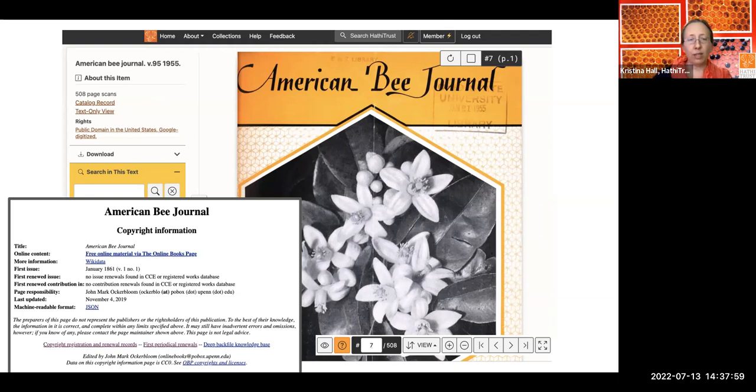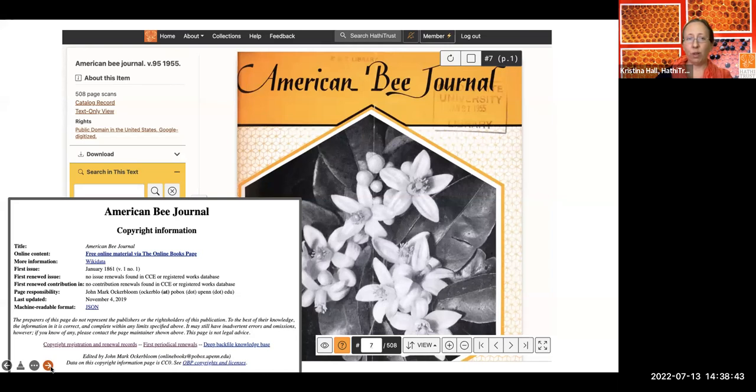So we went through John's step-by-step guide to determining the status of US serials, and the inventory of first renewals really, really helps for getting your bearings on the overall status of the series. On this one, the American Bee Journal, we're looking at volume 95 from 1955. As you can see from the page from the inventory, it says that there are no issue renewals found in the CCE, which is the Catalog of Copyright Entries, or in the registered works database. And that means I know that John's validated it and cleared it through 1963.